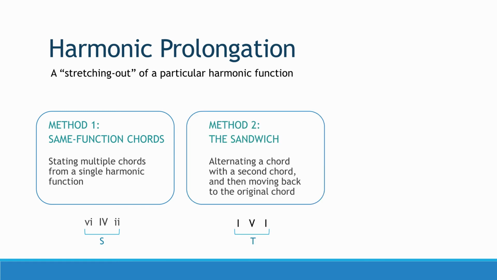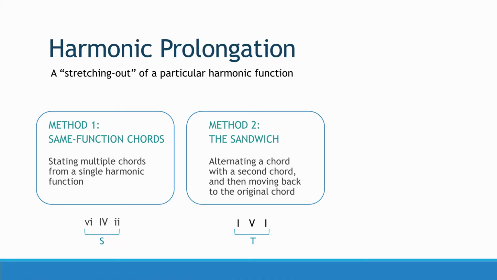Our second method of harmonic prolongation, and probably the most common one that you're going to see, is what I'm going to call the sandwich in this course. I just made up that term. That is not a theory textbook term. But essentially, when I'm talking about a sandwich, I'm talking about sandwiching a second chord between 2 instances of the same. So alternating a chord with a second chord and then moving back to the original chord.